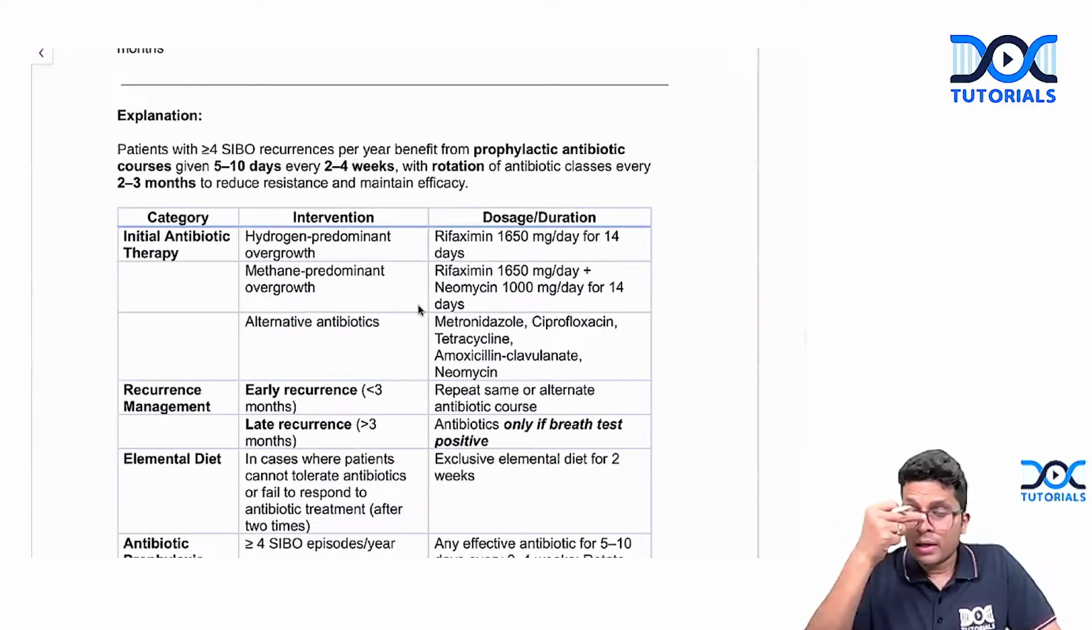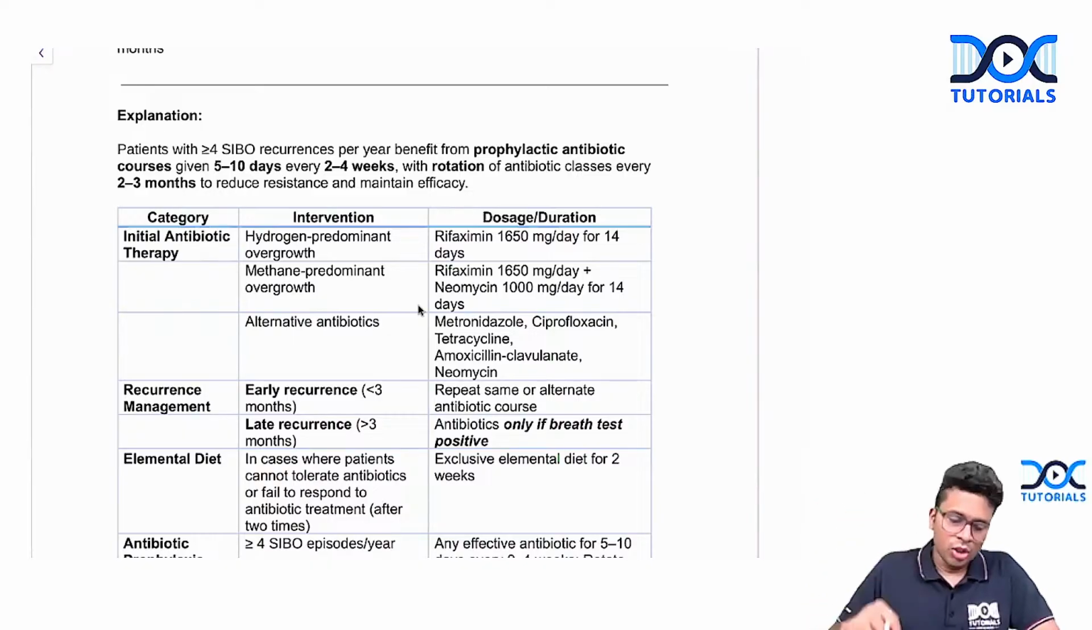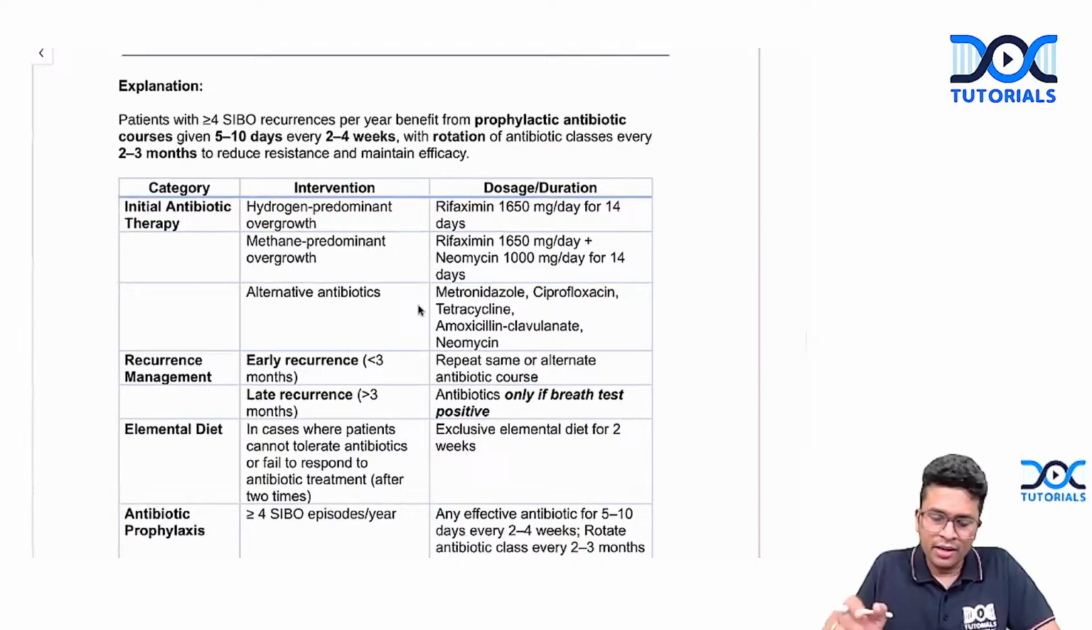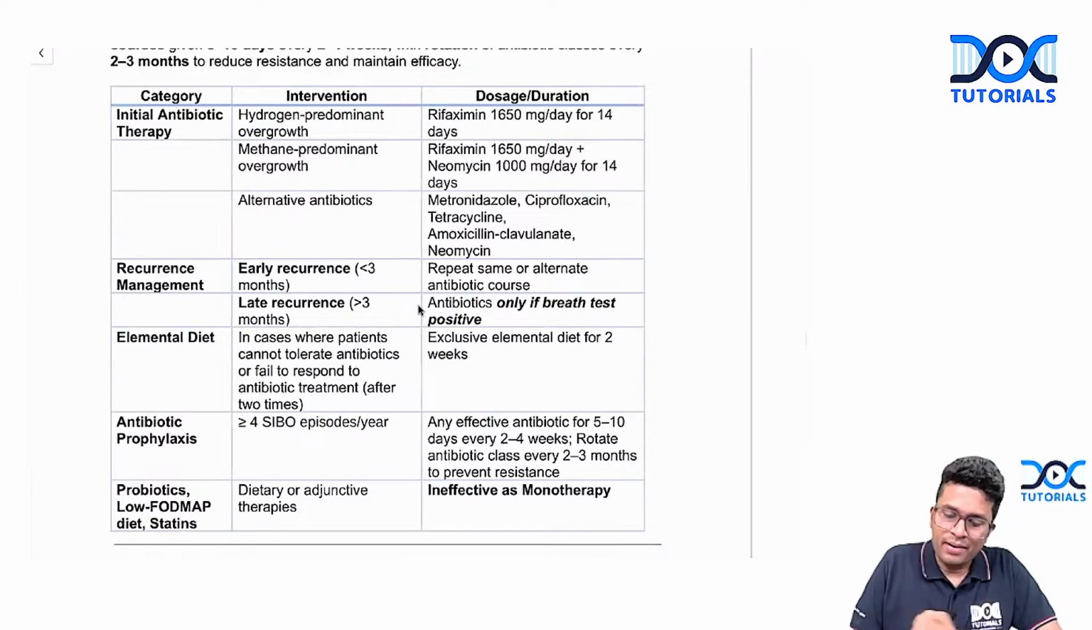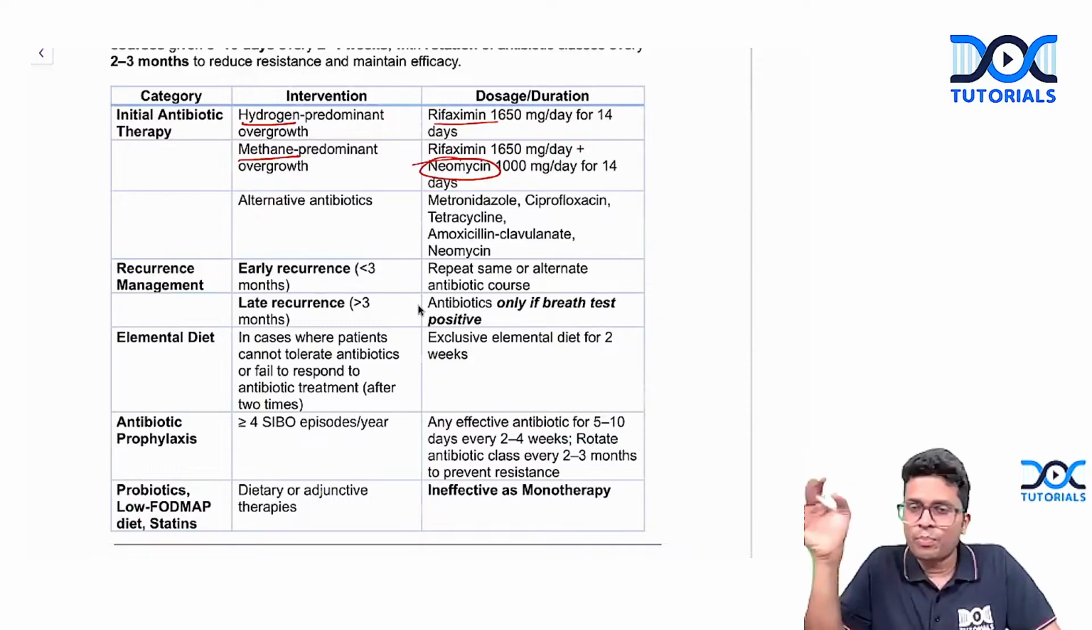So when it comes to 4 or more SIBO recurrences, prophylactic antibiotic courses can be given, and rotating between different antibiotic classes can reduce resistance and maintain efficacy. The initial antibiotic therapy that we generally give in a hydrogen predominant overgrowth is rifaximin. In methane predominant overgrowth, we would also put the patient on neomycin along with rifaximin. And alternative antibiotics, there are many like Cipro, Metro, Tetra, Amoxiclav, and neomycin.